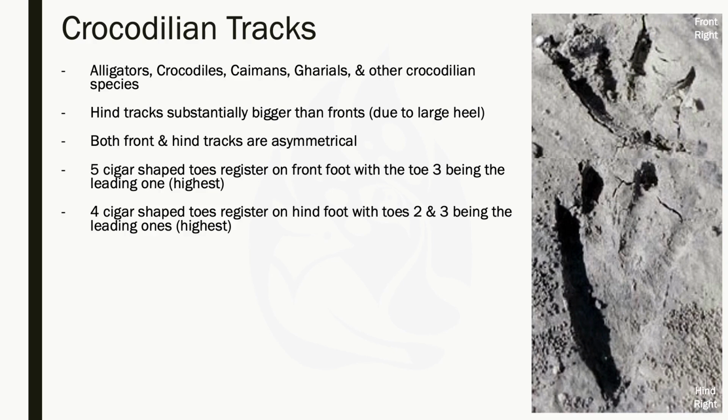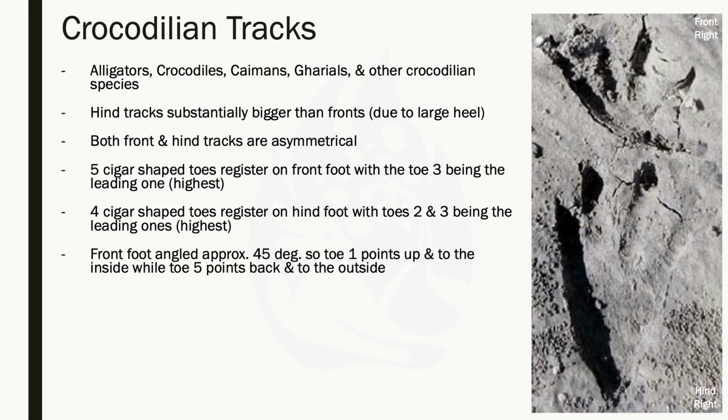On the hind foot, we only have 4 toes. So this is different from some other species. We don't have the same number of toes on the front and the hind. And the middle 2 toes, the second and third toe, are going to be the leading ones, which you can see here outlined in yellow. Again, this is a right foot, and they're going to be roughly the same height, and well above the 2 outer toes.